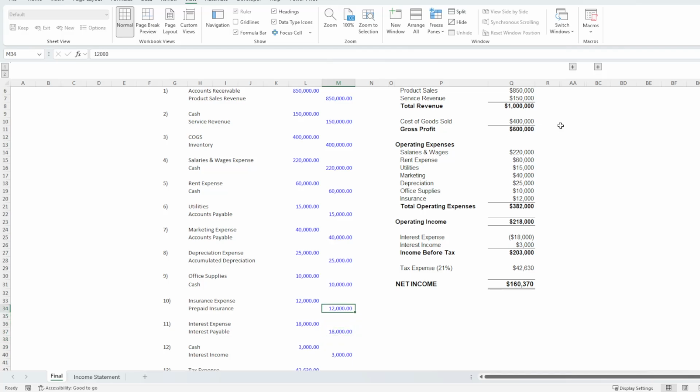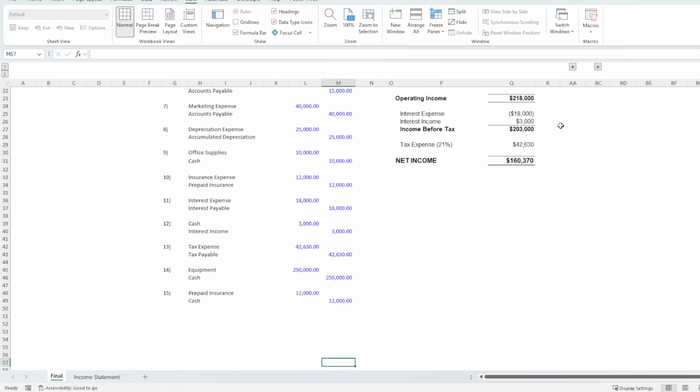Okay. Next item we have is interest income. So here we do have an interest income of $3,000. This is money that we are earning from our high yield savings account. So we're going to debit cash since we are earning this money and it is in our bank account. And we're going to credit interest income $3,000 for the same amount.